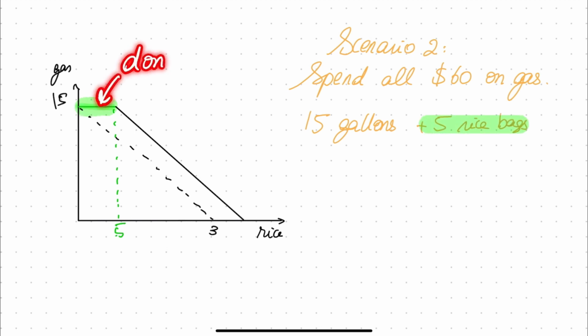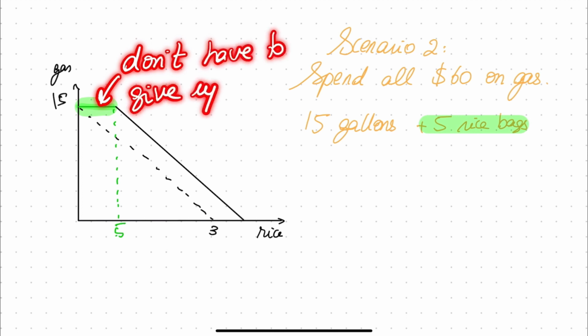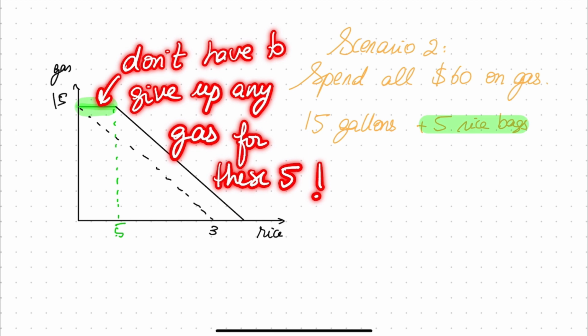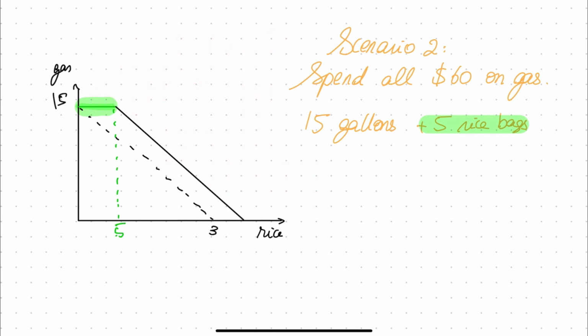So see that top flat part? Well, that's the subsidy, meaning before, if I wanted 5 bags of rice, I would have had to slice into the budget constraint and reduce my gas consumption. But now I have the flexibility to still benefit from 5 bags of rice while spending all of my money on gas. And that's a wrap.